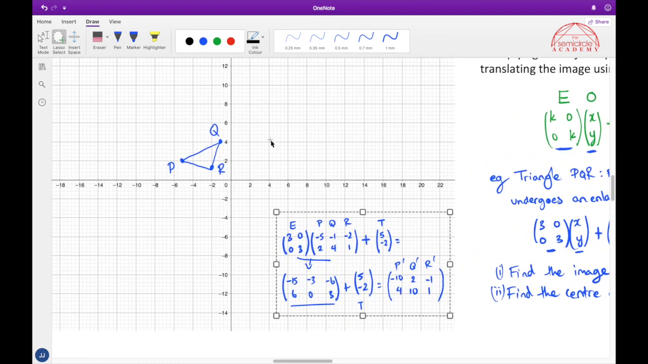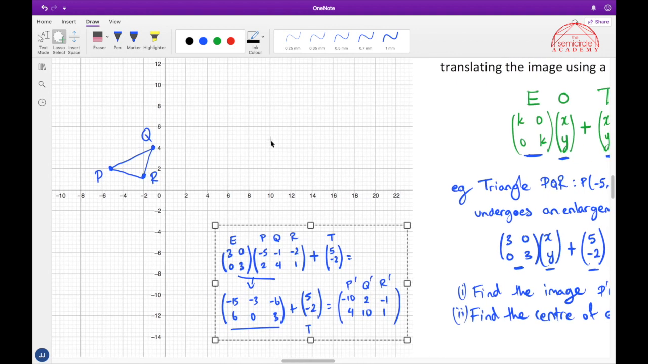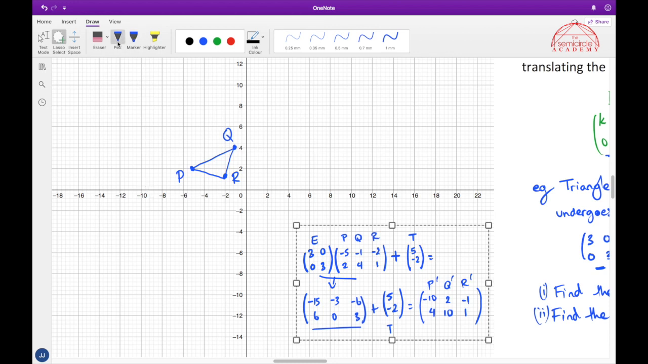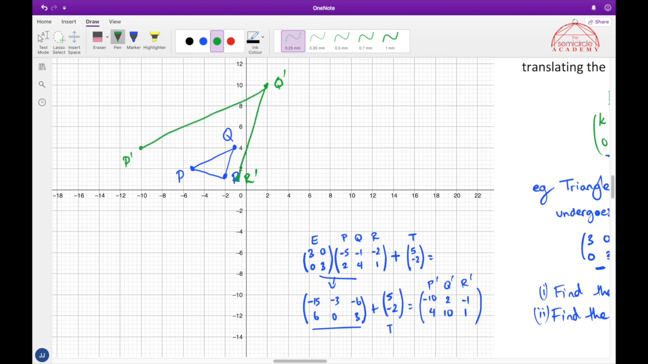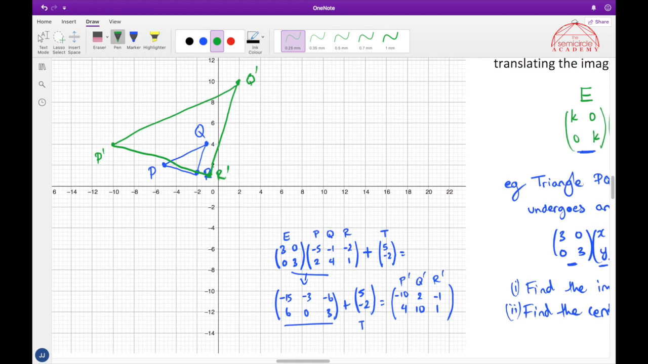So let's try to draw this and see where this object ends up. P prime is negative 10 on the X and 4 on the Y, so that's P prime. Q prime is 2 on the X and 10 on the Y, so all the way up here. Wow, this thing is going to be huge. And then R prime is negative 1 and 1, so that's about here. And that will give us our R prime. And if we were to draw this image here, we would see that it is indeed an enlargement. And this enlargement is not at the origin. It's absolutely not at the origin, right?